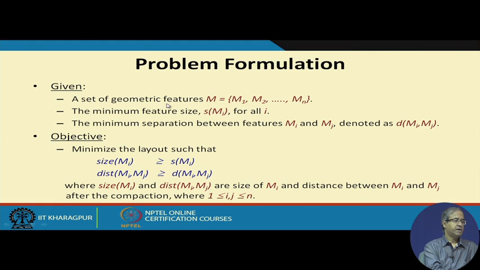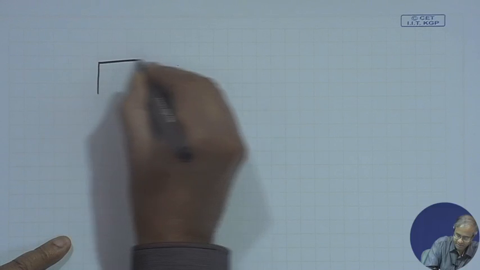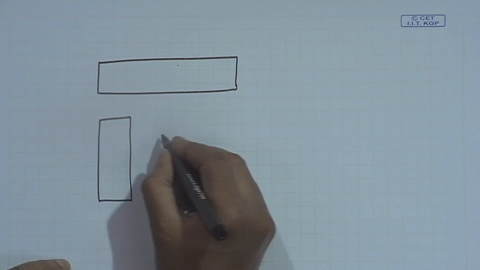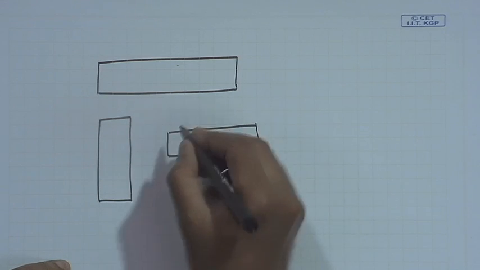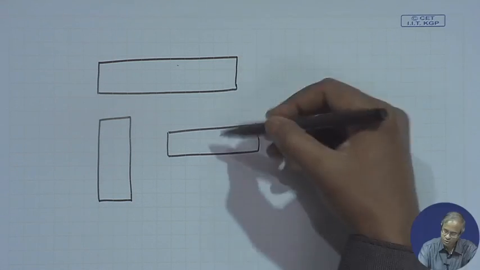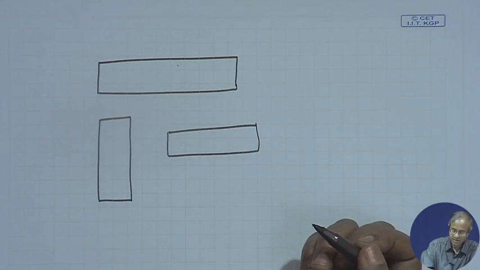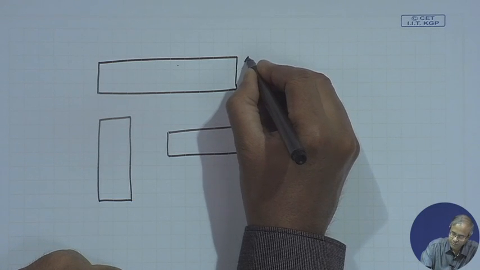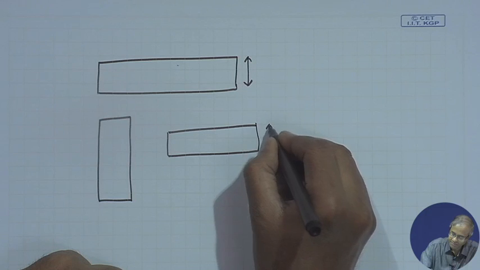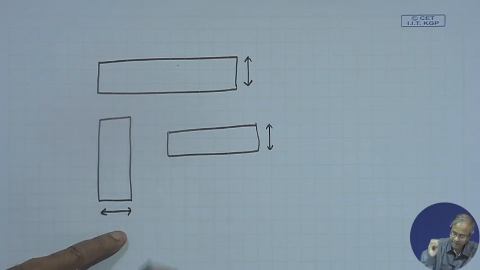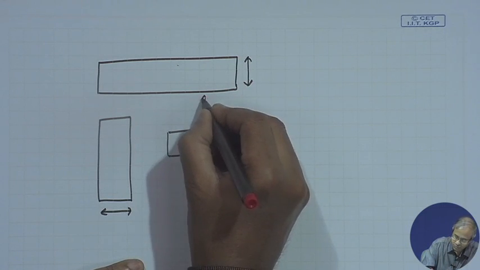We are given a set of geometric features M1, M2 to Mn. The features can be any kind of features. I am just showing them as rectangular blocks without any colors, because I am not showing the layers in general. But what I am saying is that depending on the layers in which these blocks are, there can be several constraints. Of course, the design rule constraint says that you have to have some minimum width of these lines. We assume that those are satisfied, you can also check it basically, but what we are more interested in is the separation between these blocks.